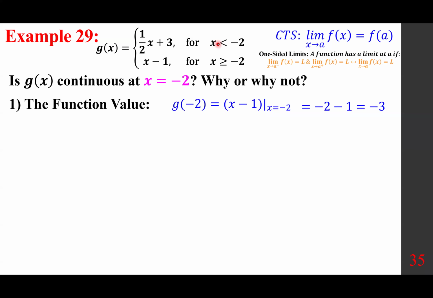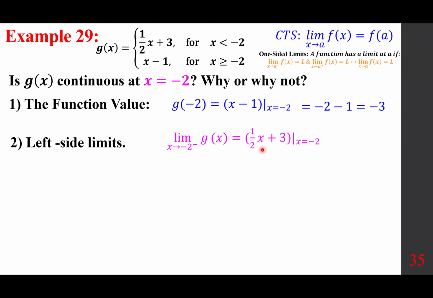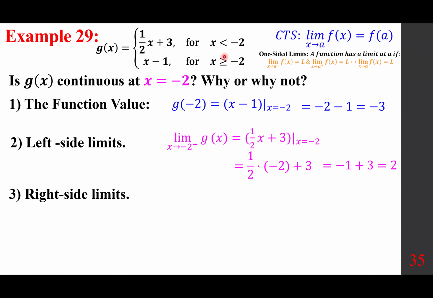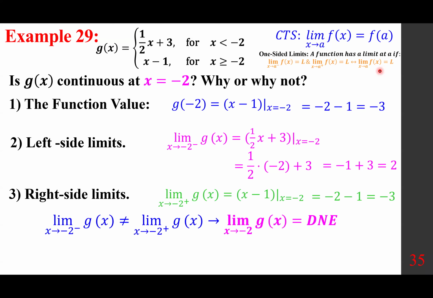The left side uses the less than. If we plug in -2 into that, we get -1, and 3 is +2. For the right side limit, we use the greater than, so x minus 1, and if we plug in, we get -3. Again, one-sided limits: a function has a limit if and only if the limit of f(x) as x approaches a from the left and from the right are the same, and the same as the functional value.